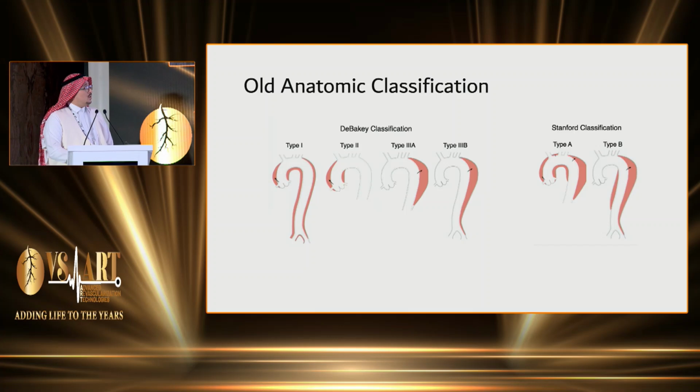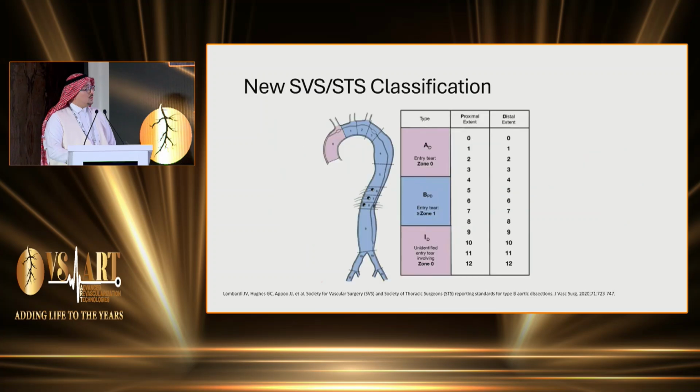As you can see, the old classifications were the DeBakey and the Stanford, and now we move to the new SVS-STS classification, where there is type A when the entry tear is in zone 0, and type B when the entry tear is in zone 1 or beyond, and undetermined when the entry tear is unidentified with involvement of zone 0.